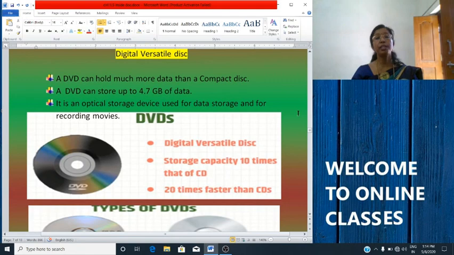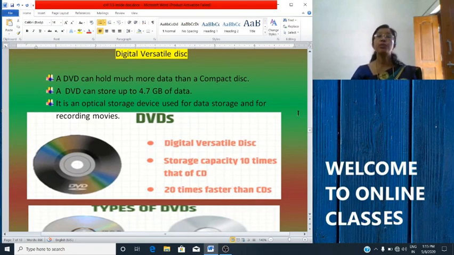The performance of a DVD is also superior to a CD, much better than that a CD. Nowadays, DVDs are used to store more data. If you want to transfer DVD data to a CD, you need 2-3 CDs. That is why DVDs are preferred to CDs because the storage capacity is more. Okay.